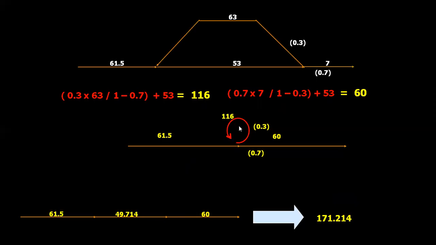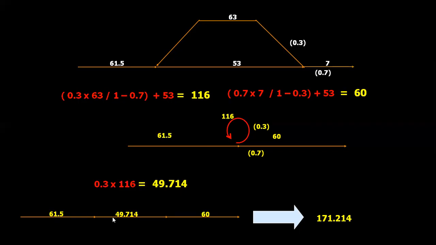Now there is no loop. See, you clearly see here. Here there is no loop. So to travel this distance, there is no need for going. So it is 116 into 0.3. 116 into 0.3 is 49.714. So this distance will come in between this and this, 61.5 and 60, just by 49.7.